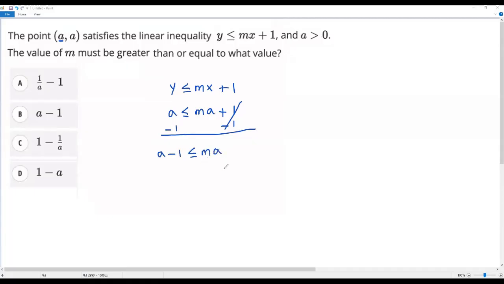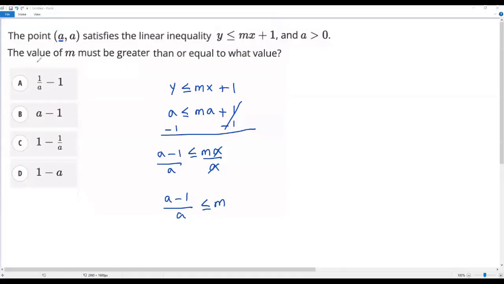Since my aim is to solve for m, I have to get rid of this a which is multiplied by m. So let me divide both sides by a. When I do so, this a will cancel out: (a − 1)/a ≤ m. Here we have less than or equal to m.